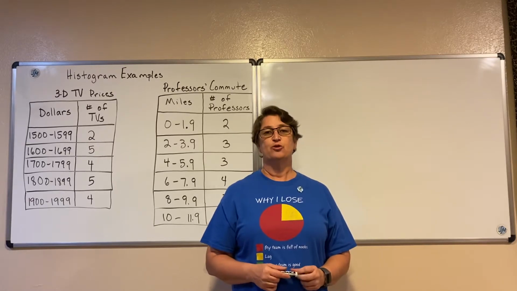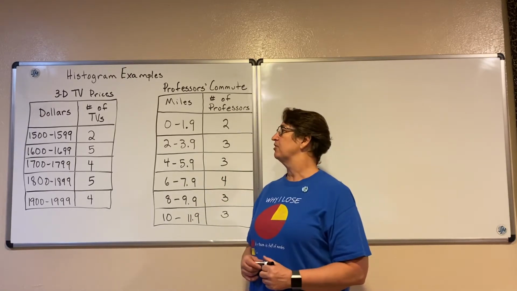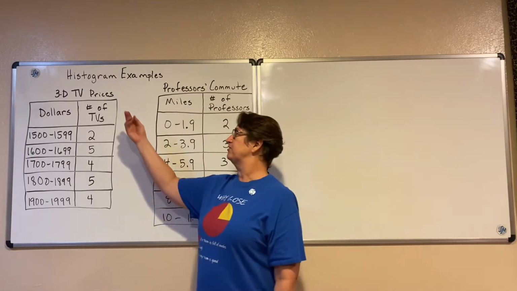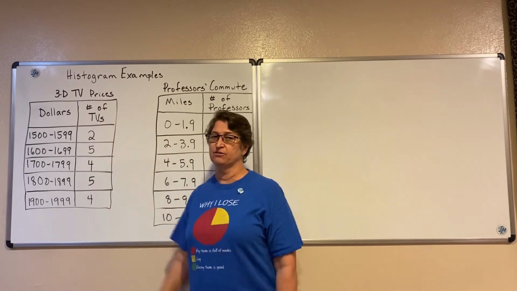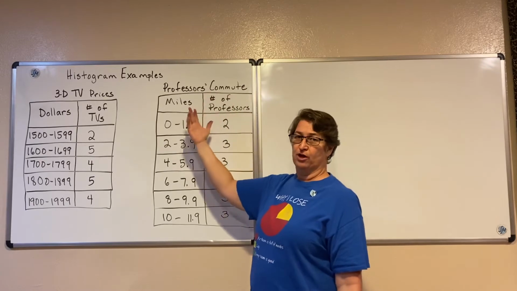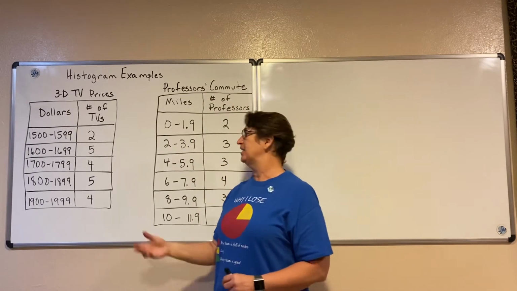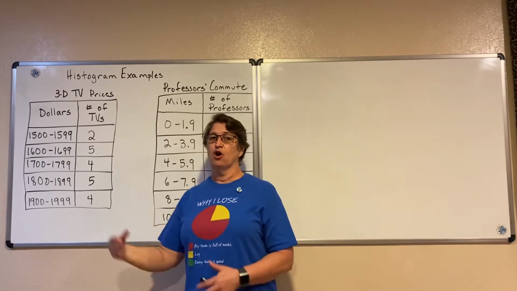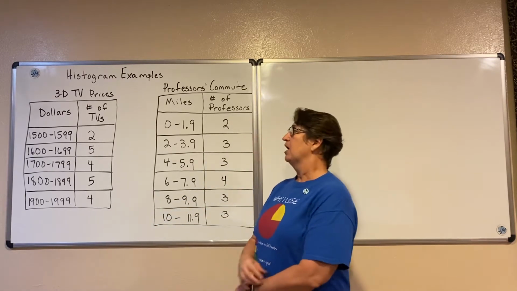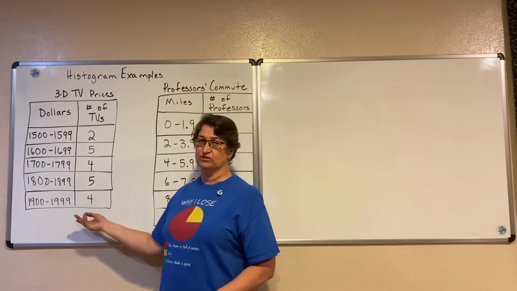Let's make a few histograms. Here I have two different data sets. The first one is the prices of 3D TVs, and the second one is the professor's commute, or the miles that a professor drives to work. We created these frequency tables earlier. So we took our data and we created them into frequency distributions.